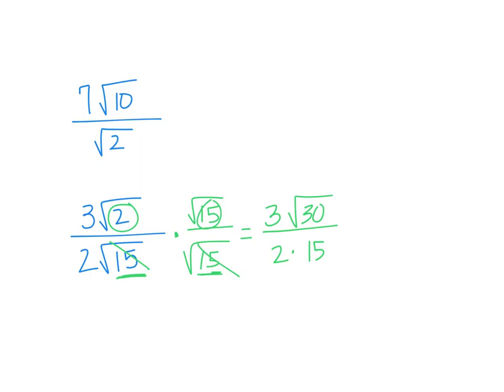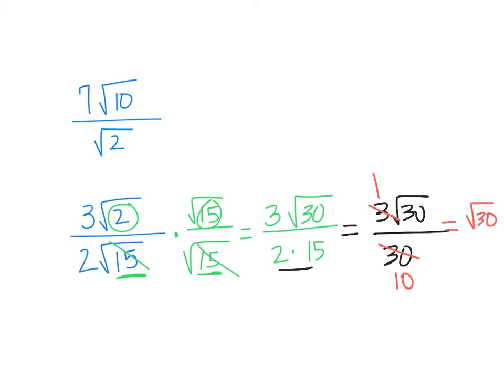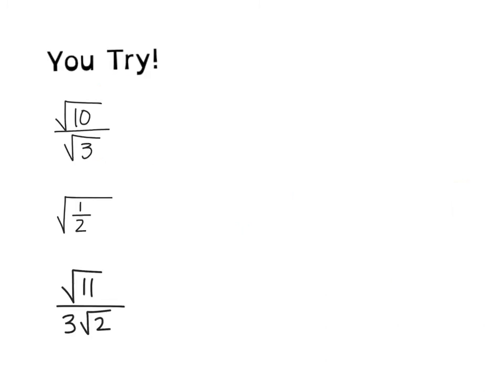Okay, so my next step is I'm just going to simplify a little bit. I end up with 3 over square root of 30. And on the bottom, 2 times 15 is 30. Okay, now you always need to simplify. 3 goes into 3 once. 3 goes into 30 10 times. So I end up with, on the top, I just have square root of 30. On the bottom, I have 10. Now, square root of 30, there are no perfect squares that go into that, so that is all the way simplified. So my final answer is square root of 30 over 10.